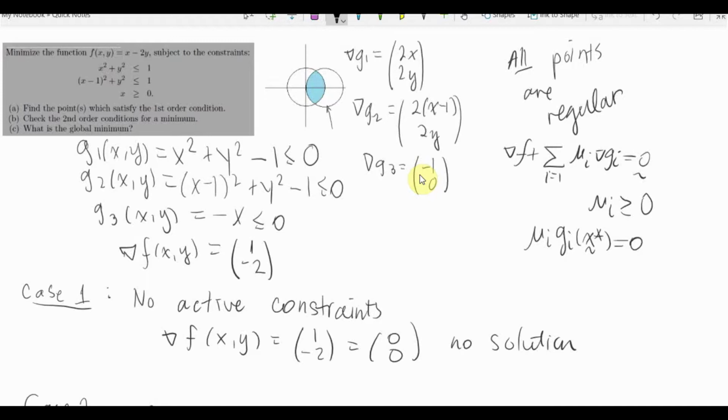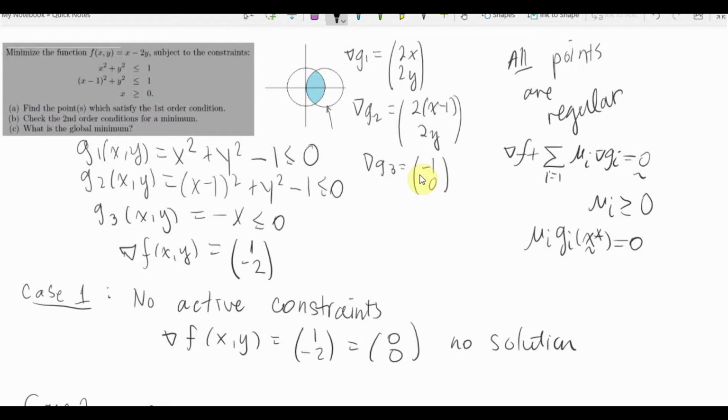I have also computed the gradients of all of the constraints in order to verify that they are linearly independent, as the Kuhn-Tucker first-order conditions only apply to regular points. Those are basically the points where the gradients of the active inequality constraints are linearly independent. Also, on the right-hand side, I've written the first-order necessary conditions that candidates for minimizers must satisfy.